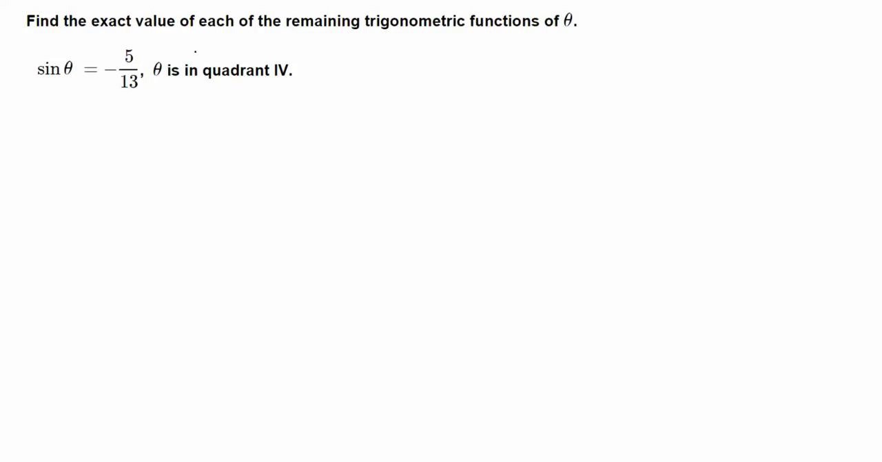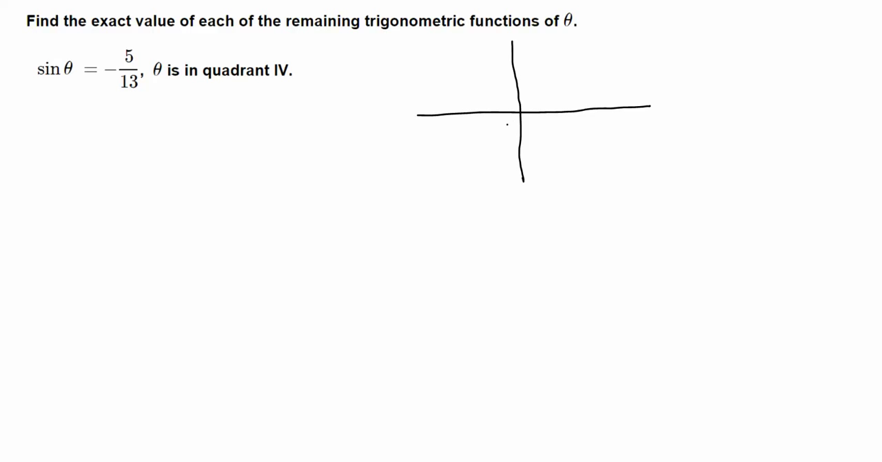Find the exact value of each of the remaining trig functions of theta. Sin theta is equal to negative 5/13 and theta is in quadrant 4. So let's draw this angle theta in the fourth quadrant.